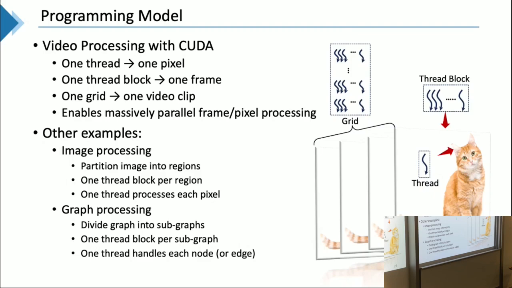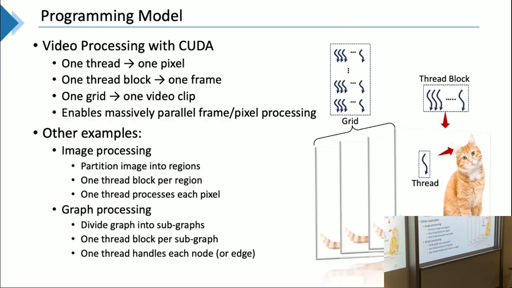This kind of programming model is very suitable for, for example, video processing. You can assign one thread to one pixel, because in video processing you have a massive number of pixels to be processed. So you have, for example, one thread block per frame to process multiple pixels in parallel. And you also have one grid, which means in one thread block you are already processing one image, and if you need to process multiple frames together, you have this grid idea.